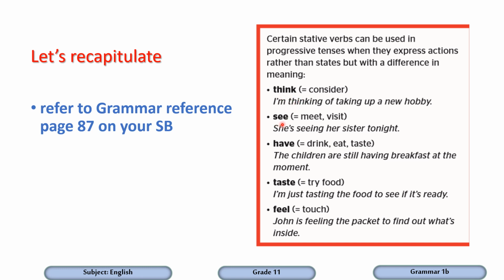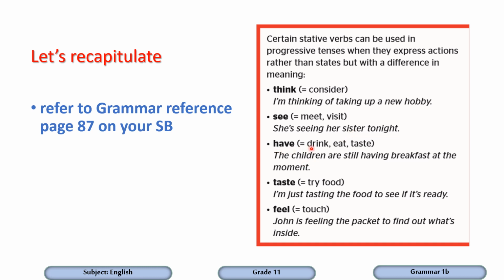The verb to see. It's not like I see your point. I see your point means I understand. So you cannot put it in the progressive. But I see here means to meet or to visit. It's possible. Like she's seeing her sister tonight, like she's meeting or she's visiting.